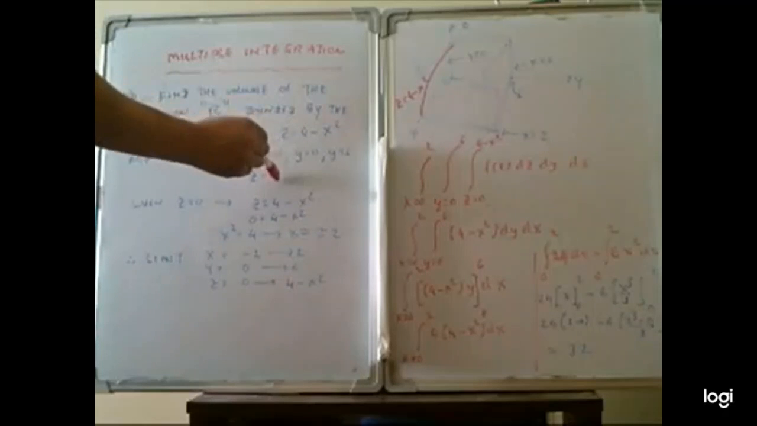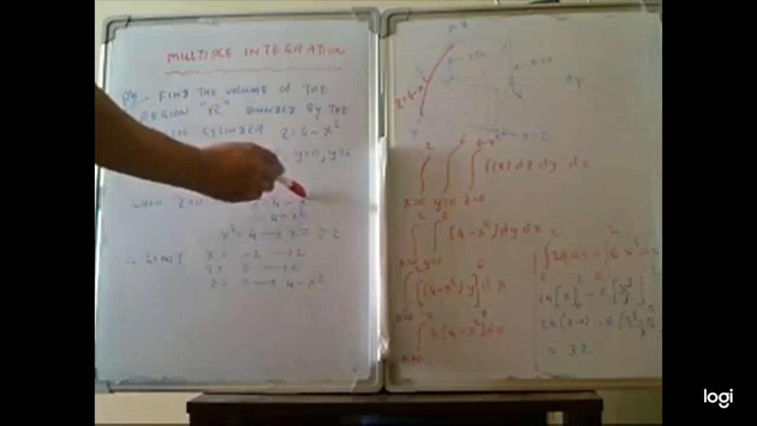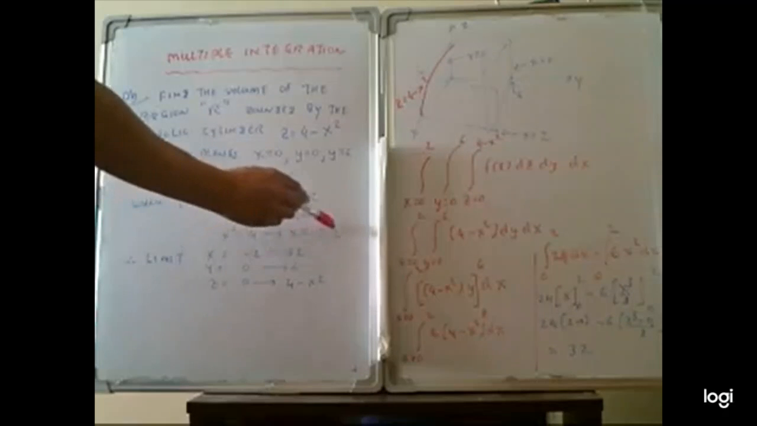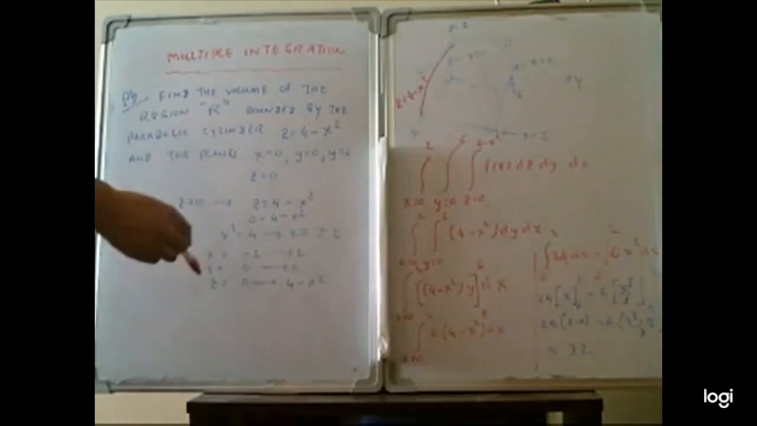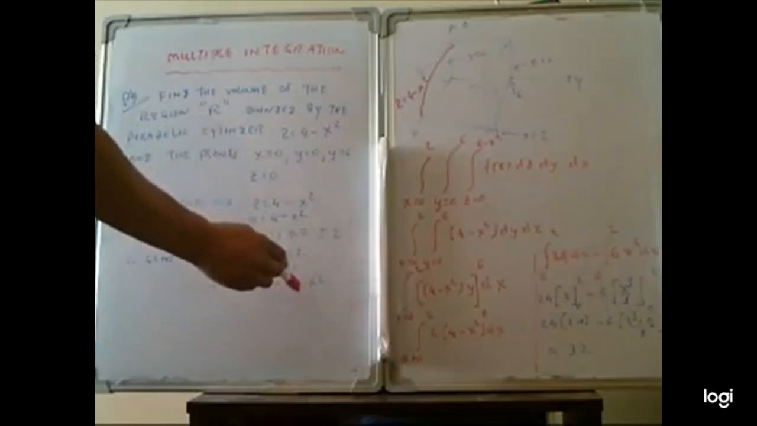The z limit starts from 0. When you put z = 0 in z equal to 4 minus x squared, 0 equals 4 minus x squared, so x squared is 4, and x is plus or minus 2. So the x limit is from minus 2 to 2. The y value is 0 to 6. The z value is 0 to 4 minus x squared.